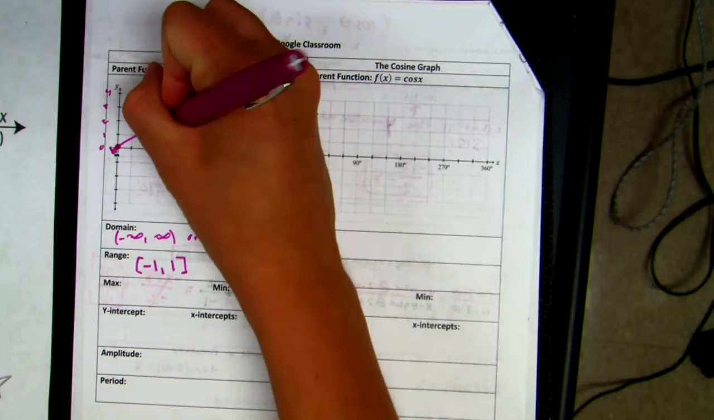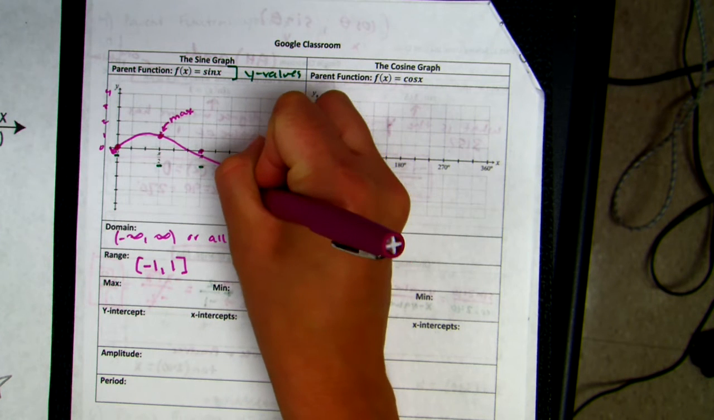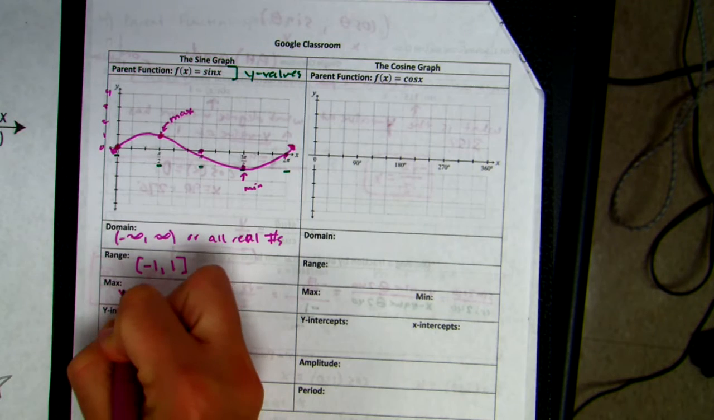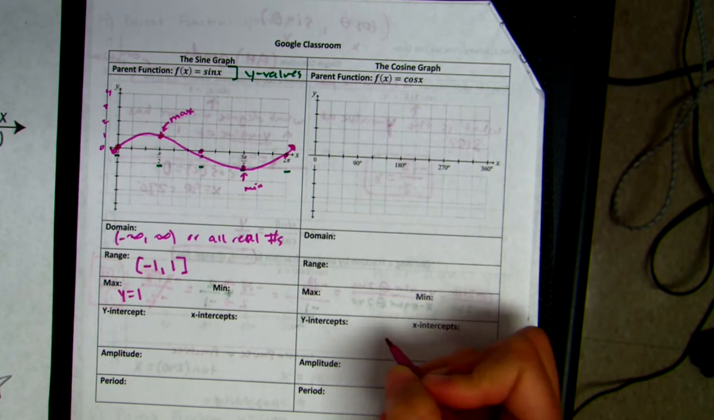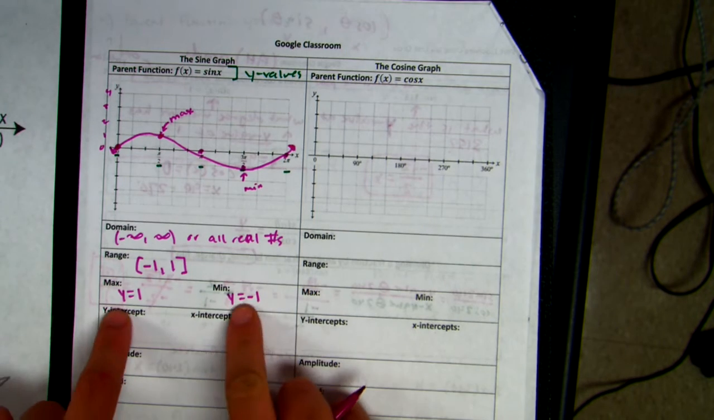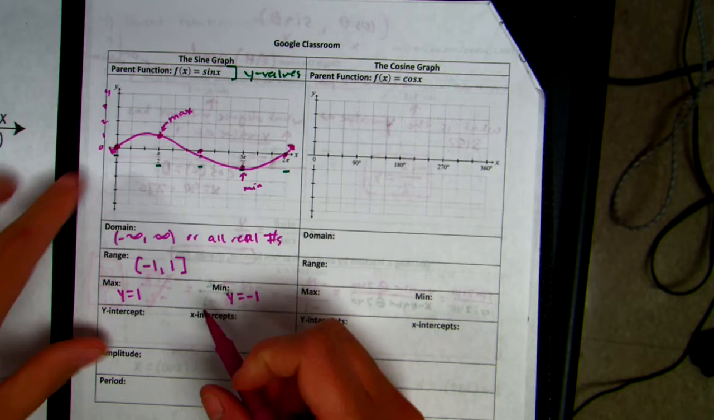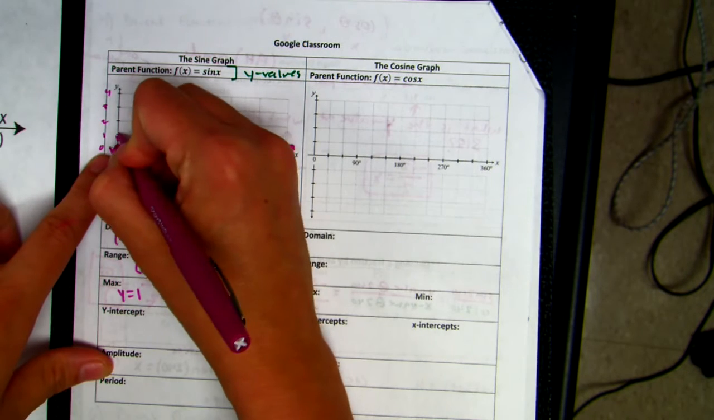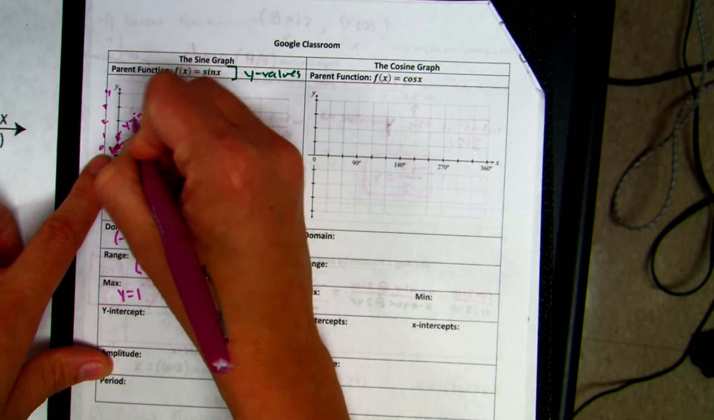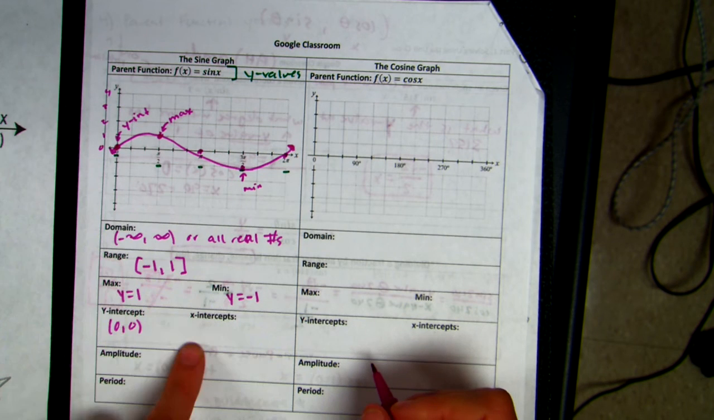I have multiple maximum values, but every maximum value occurs when y is equal to positive 1. Every minimum value occurs when y is equal to negative 1. Those are the values that help me make up my range, my maximum and minimum value. My y-intercept is where the function touches or crosses the y-axis. My y-intercept here is at 0, 0.